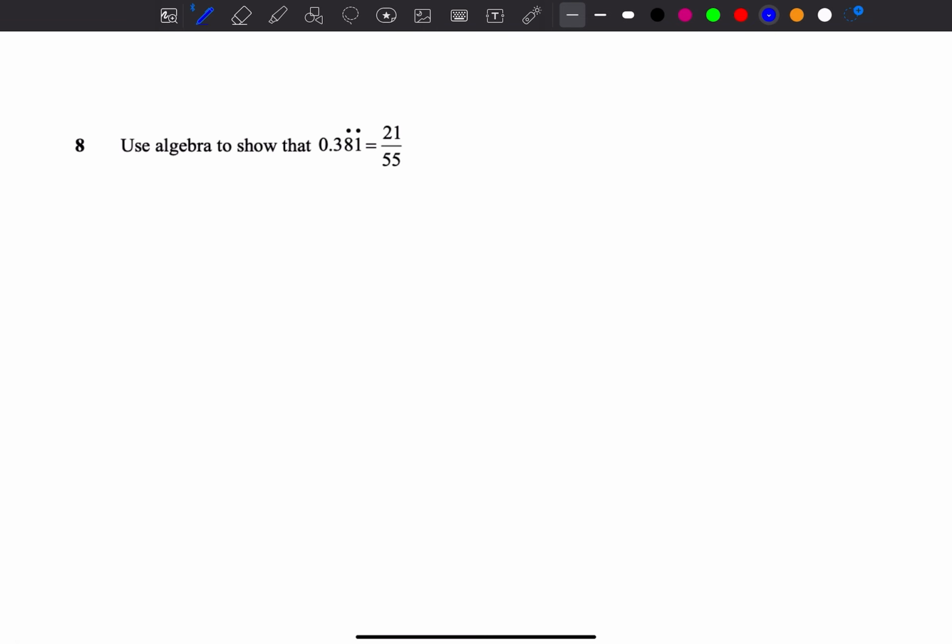Sure. Yeah. So you will say let x be 0.38181. Then because remember only one digit is not recurring, times it by 10. 10x equals 3.8181. Now you have to say recurring. So remember that was times 10. How many digits are recurring? 2 digits. 8181 is 2 digits, right?